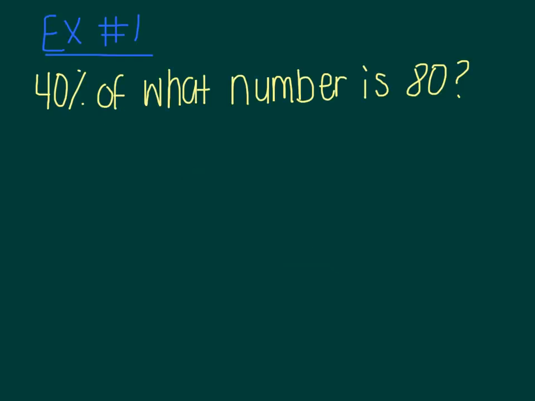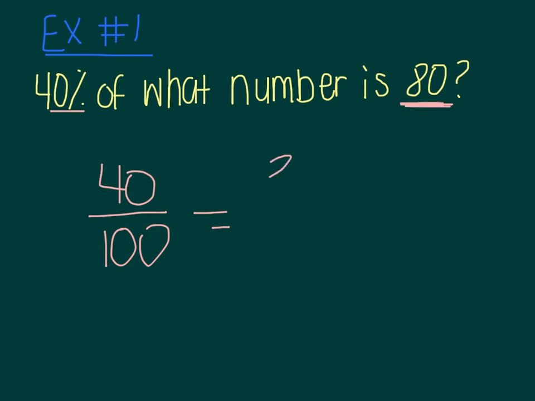Example number 1. 40% of what number is 80? So let's set up our proportion. We have 40%. We know our percent goes over 100 always. Equals. 80 is going to be our part because this whole lesson is about finding what the whole is. So we know what the part is. We know what the percent is. And now we have to find the whole. So we put part over whole. Since we don't know the whole, we put an X.